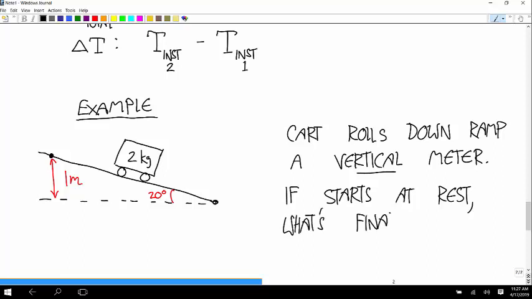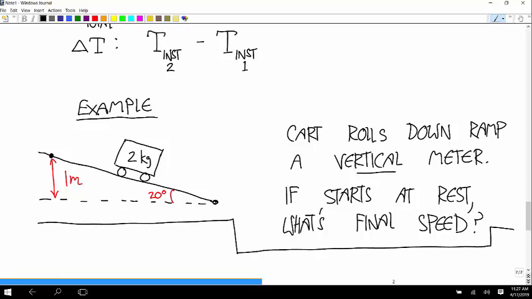What's the final speed? Now we could do this problem before. We could do it using Newton's laws, draw the free body diagram, come up with the forces, figure out the angles, figure out the acceleration of the cart, and then figure out how far it had to travel, and use the constant acceleration equations to figure out the change in speed. But look how easy it's going to be using this energy approach.